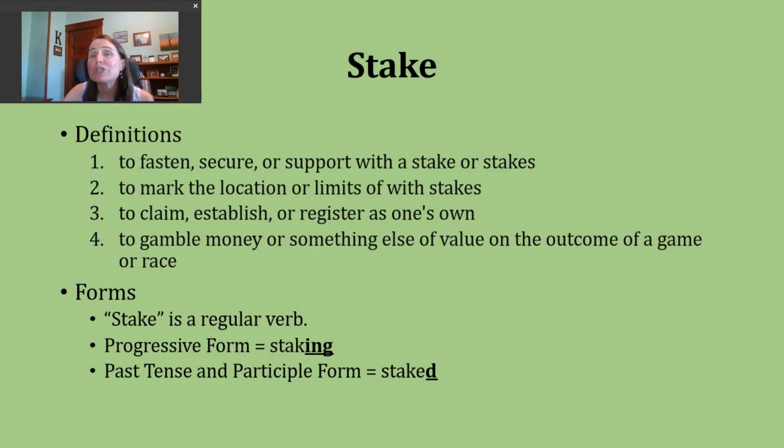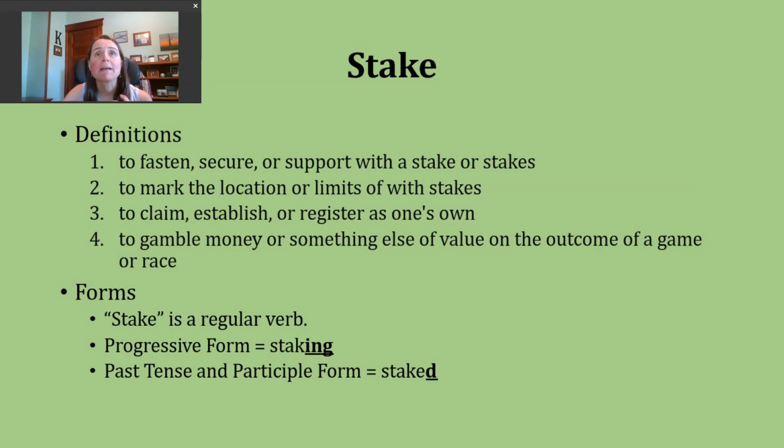For now, you should know that stake is a regular verb. If you want to make the progressive form of this verb, you're going to drop the E on the end before you add ing. And we're doing that because the verb stake ends in the pattern of vowel, consonant, E. The progressive form is going to be pronounced like this: staking, staking. Okay? The past tense and the participle form of our verb can be made by just adding the letter D, since this verb already ends in an E.